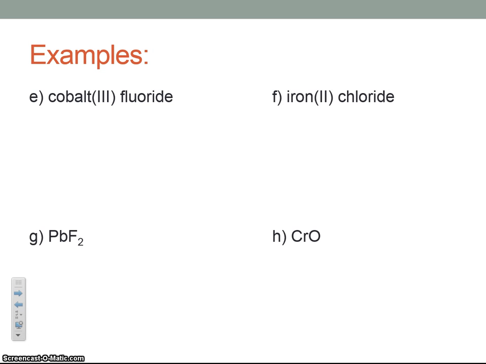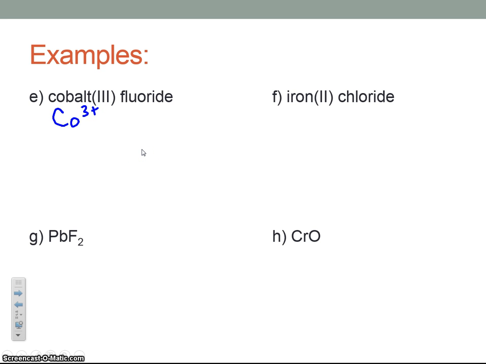So let's go over some examples. For example, cobalt-3 fluoride here. What the 3 means is that cobalt, and you've got to look up on the periodic table, cobalt's symbol is Co, but I can't figure out the charge from looking at the periodic table. I have to get it right here. The 3 means that the charge of cobalt is 3 plus.